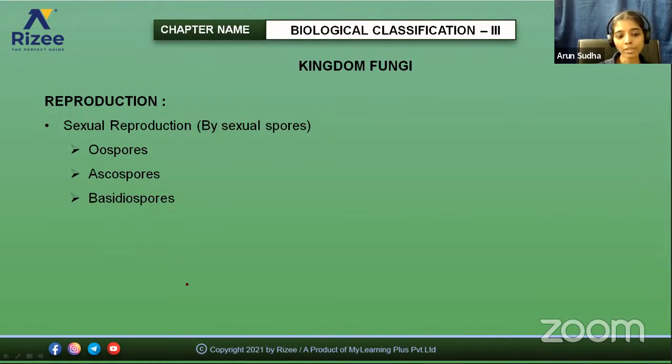And sexual reproduction is mainly by sexual spores. So asexual reproduction happens by spores, and sexual reproduction by sexual spores. We'll see the differences between asexual reproduction and sexual reproduction, and what the differences in the spores are. They are oospores, ascospores, and basidiospores. These are the different types of sexual spores that are produced by sexual reproduction.